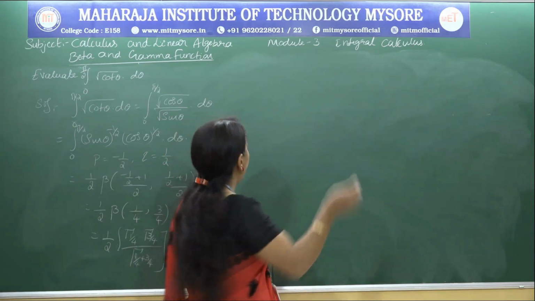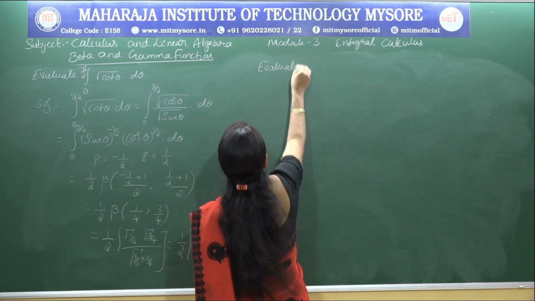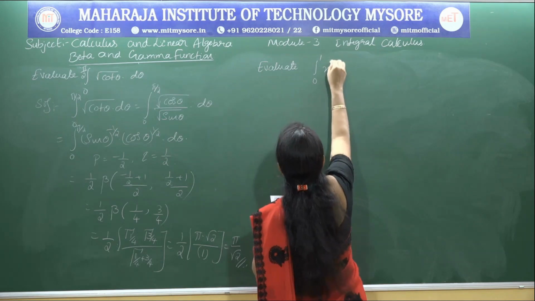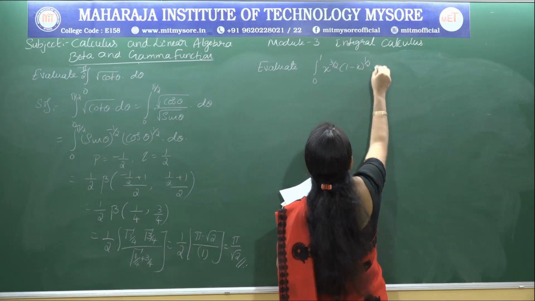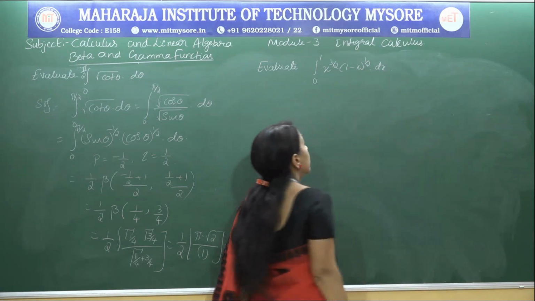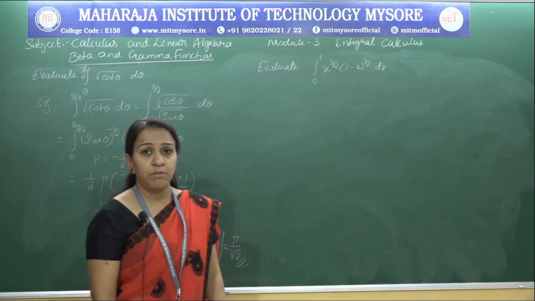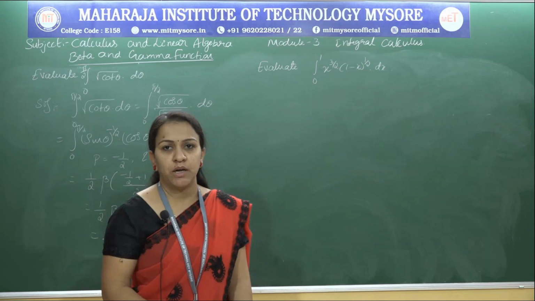So the next one is: evaluate the integral 0 to 1 of x to the power of 3 by 2 into (1 minus x) to the power of 1 by 2 dx. Now whenever we have x and 1 minus x, and the limit is 0 to 1, then definitely that should be in terms of beta, right?